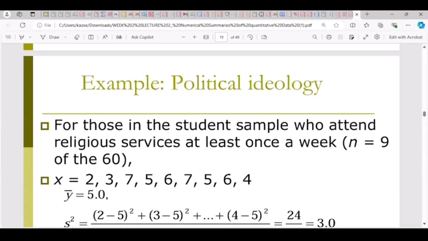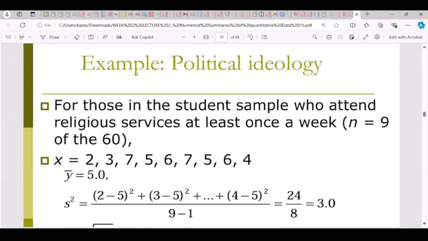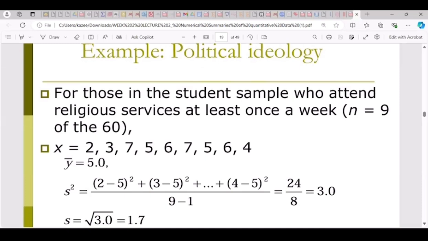Political ideology. We have 9 data points, which is a sample, right? And the data points we got are 2, 3, 7, 5, 6, 7, 5, 6, 4. I'm not going to ask you to do this manually. Of course, that is the essence of the lab. We have our code that will do all of that.